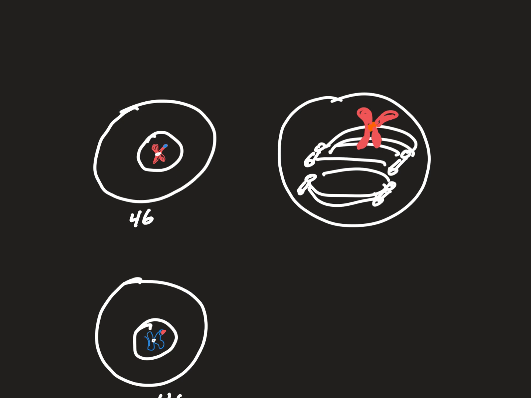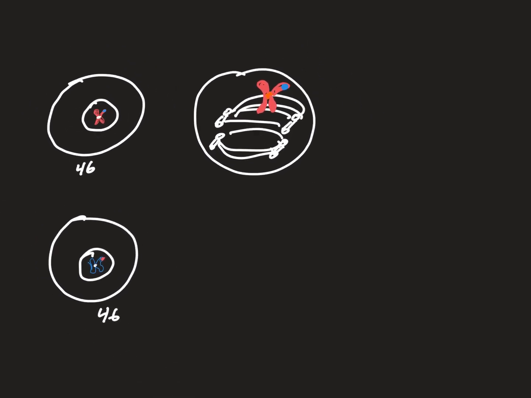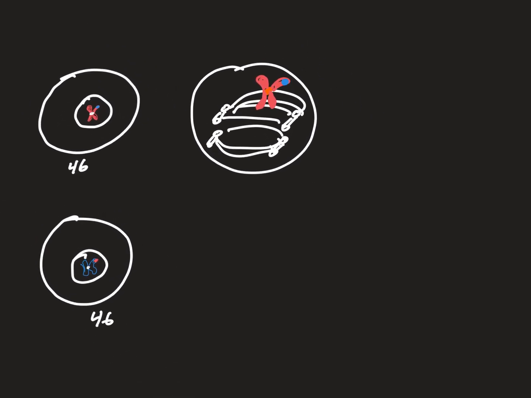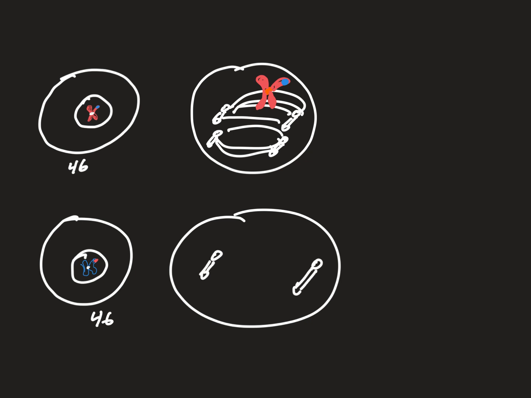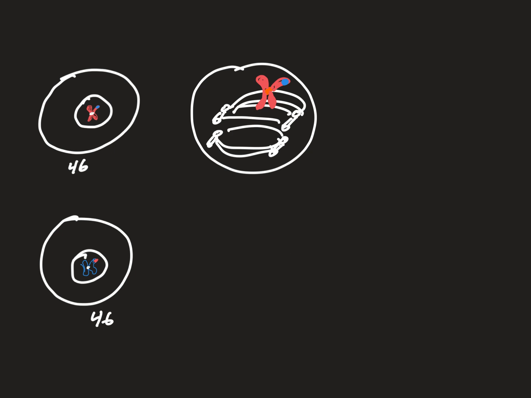So this time, the sister chromatids are going to separate. Again, I'm only drawing one, but this is going to happen 23 times. I put too many centrioles, but that's fine. And that happens for both of these original cells.